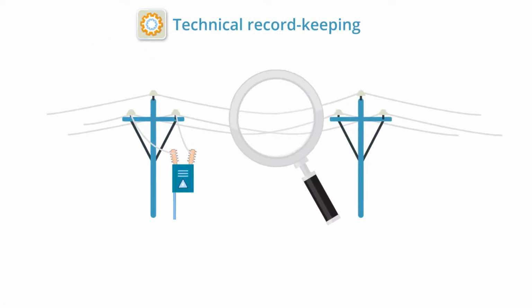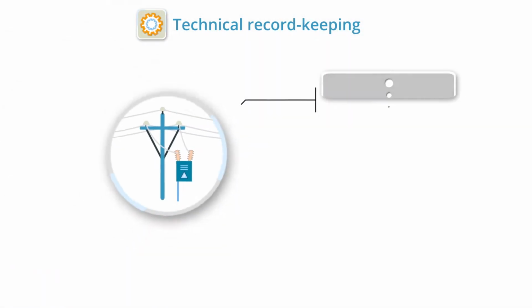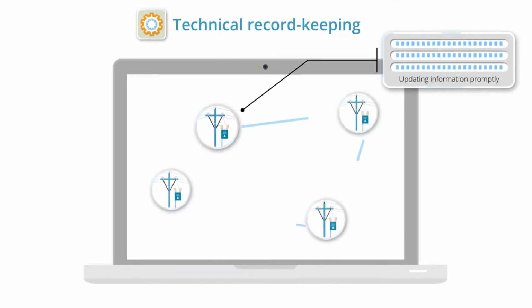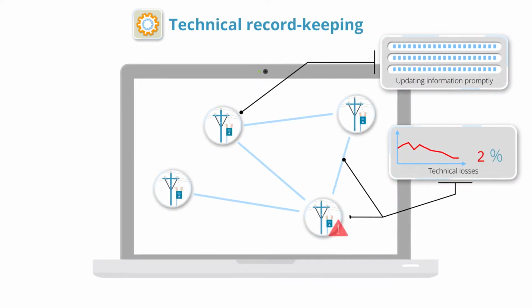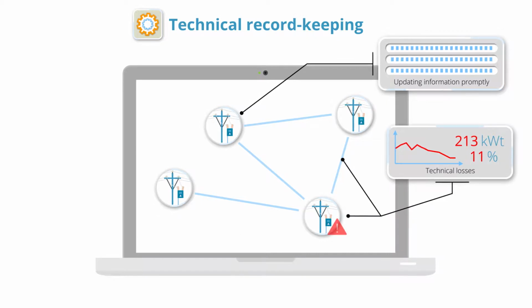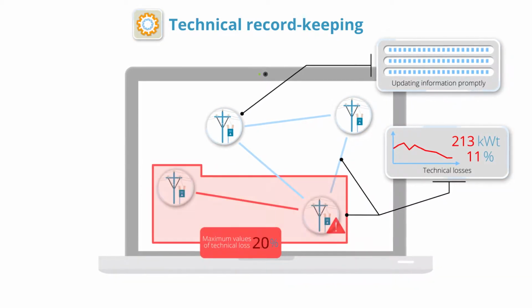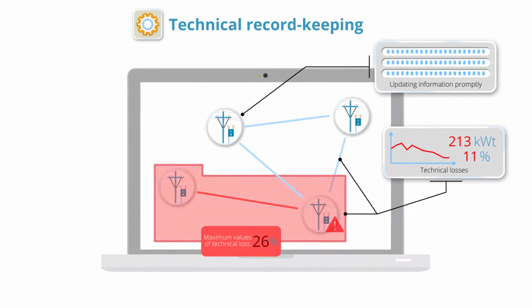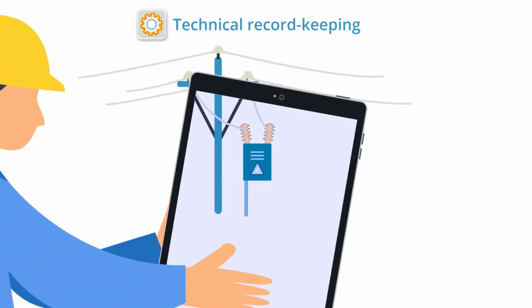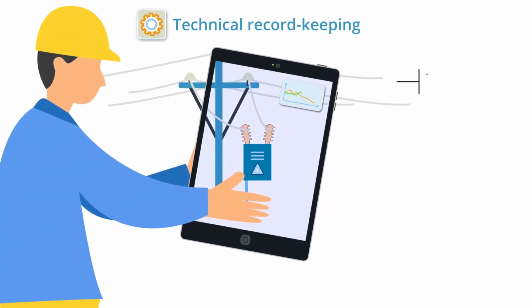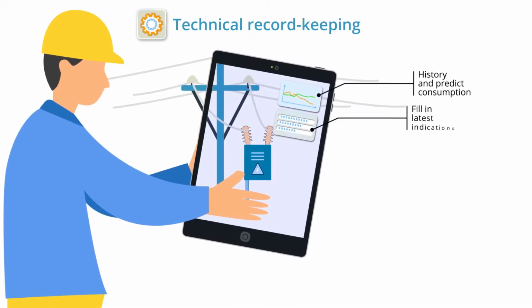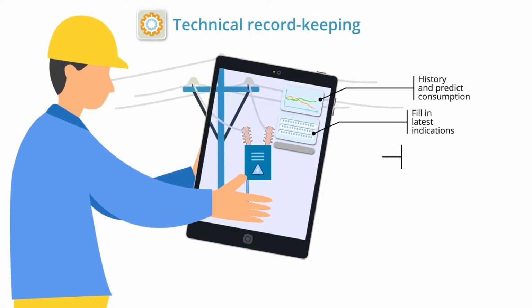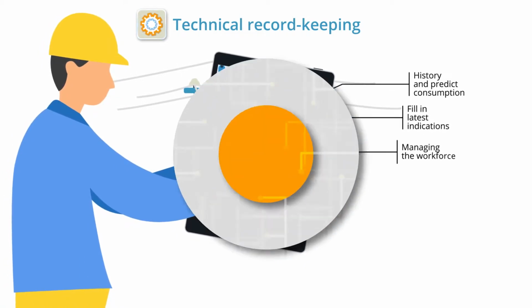Technical record keeping. This module allows for the monitoring of all technical records in real time, updating information promptly. This detects and records technical losses on every balance in branching points, reducing the loss of power in lines or transformers. This delivers a percentage of absolute value, detecting any areas with a maximum value to reduce technical loss and increase optimization. A special mobile application carried by field staff helps to ensure they keep track of technical changes, review history, and predict consumption, keeping managers informed on all the latest changes and able to direct their workforce.